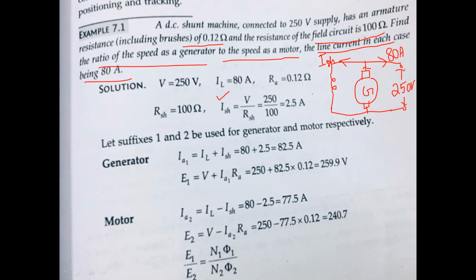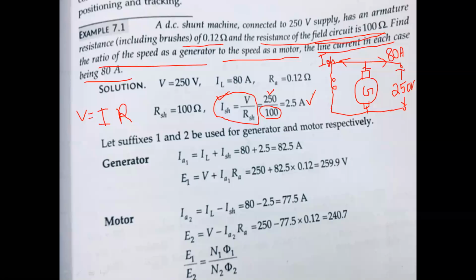By Ohm's law in DC circuits, V equals IR, therefore I equals V by R. The voltage is 250 and the resistance of the shunt field winding is 100 ohms. So 250 by 100 is 2.5 amperes, the shunt field current. So the shunt current equals 2.5 amperes.